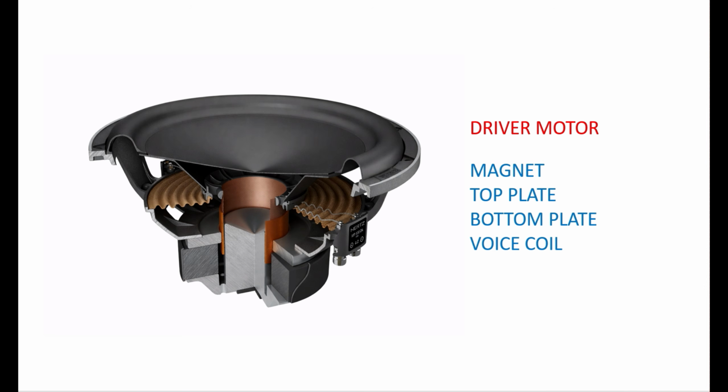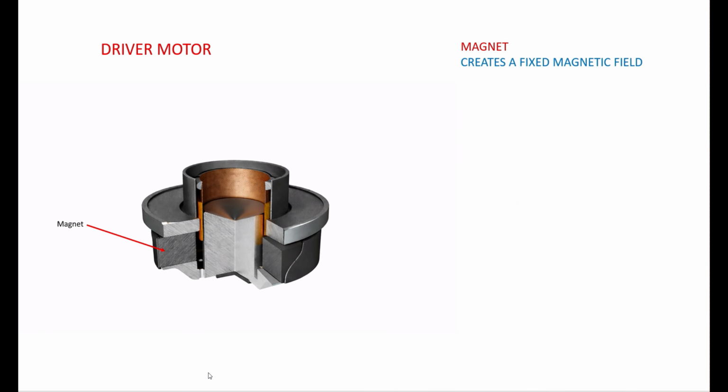But instead of spinning around on a shaft like a typical electric motor, this electric motor pushes back and forth, right? That's where the name comes from. The motor is made up of the magnet, the top plate, bottom plate, and a voice coil. The magnet is a fixed magnet. It's donut shaped and sits at the bottom of the speaker. We're all kind of familiar with speaker magnets.